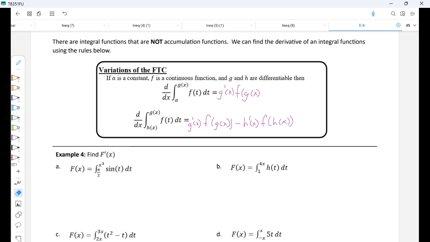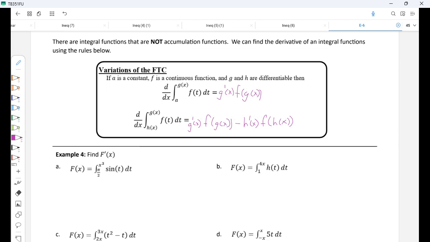Okay. And last but not least, think about the accumulation function where I don't have g of x there, I just have the letter x. What if g of x is just x? What is x prime? 1. So that's gone. And then this just says f of x, which is the fundamental theorem of calculus up at the top. So these formulas are consistent with each other.